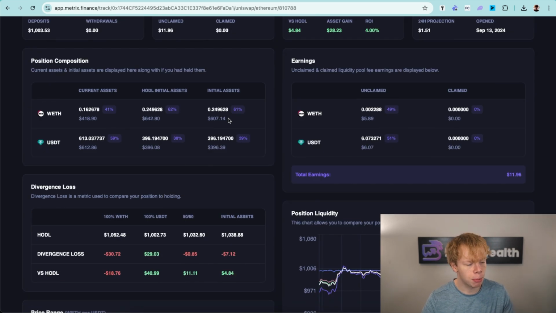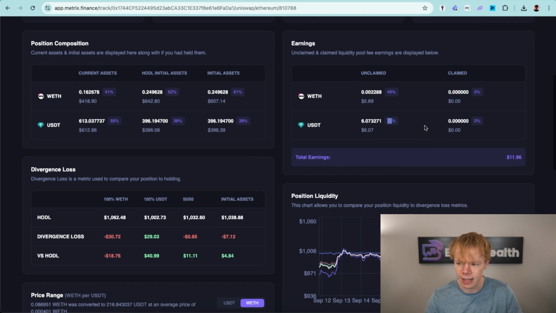APR comes in. Now, a couple other things that I want to note is we did start with 61% ETH and 40% USDT. We now have 41% ETH and 59% USDT, hinting that ETH did outperform USDT basically. The other thing that I want to go ahead and note is that we have a little bit more USDT from fees.